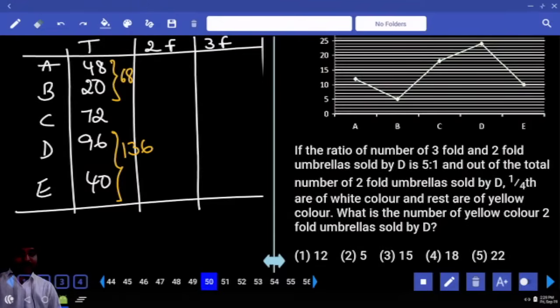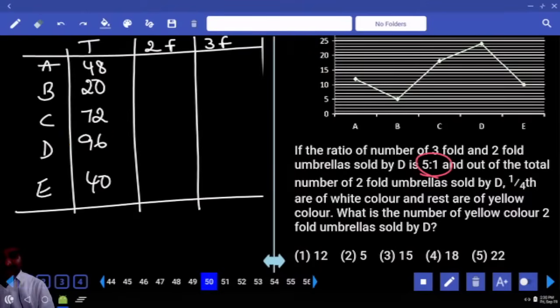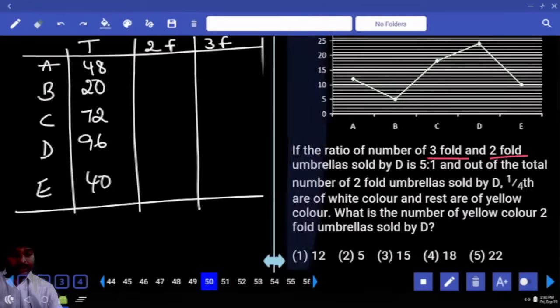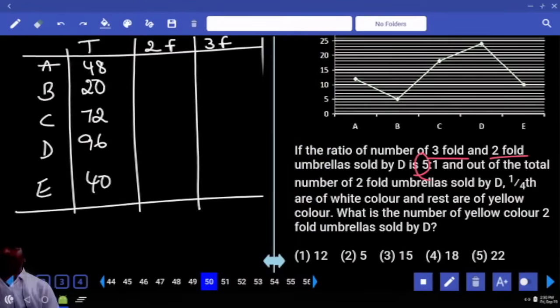If the ratio of the number of three-fold and two-fold umbrellas sold by D is 5:1, the total 6 parts equal 96, so 1 part is 16. Order is important: first three-fold, then two-fold. You know 1 part is equal to 16, so 5 parts is 80 three-fold and 16 two-fold.